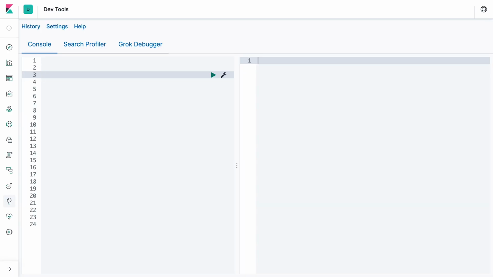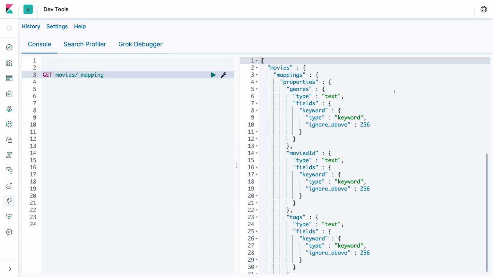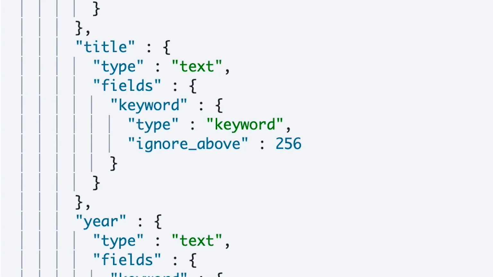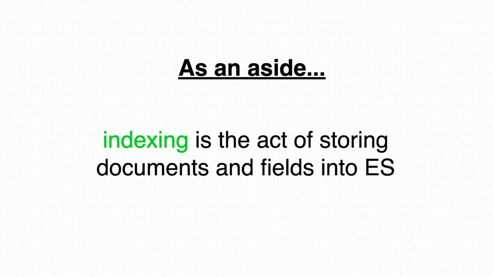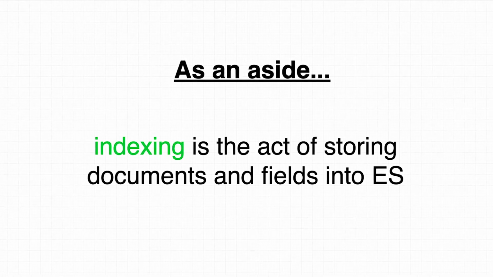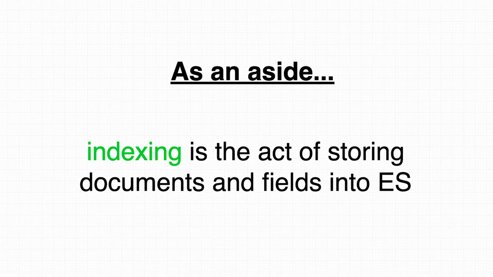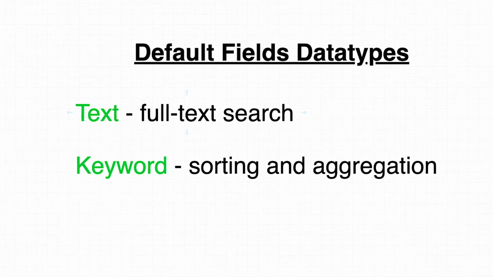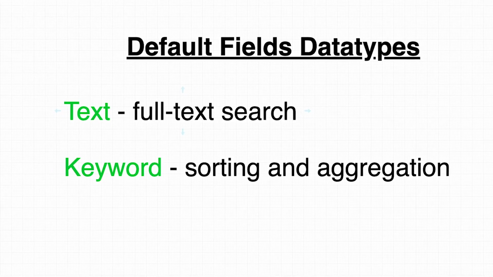in Lucene. Let's check out the current mapping for our movies index by doing a GET movies/_mapping. We can see that Elasticsearch automatically created the mappings for us, and by default, if no mappings were created before indexing, Elasticsearch mapped our fields twice as text and keyword fields. When you hear the term indexing, it really just means the act of storing documents and fields into Elasticsearch. Text fields are indexed for full text search, whereas keyword fields are indexed for sorting and aggregation.